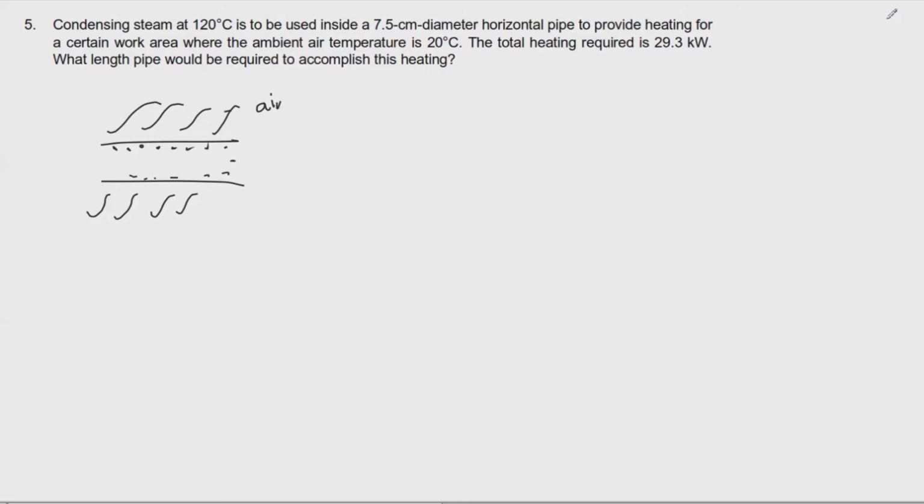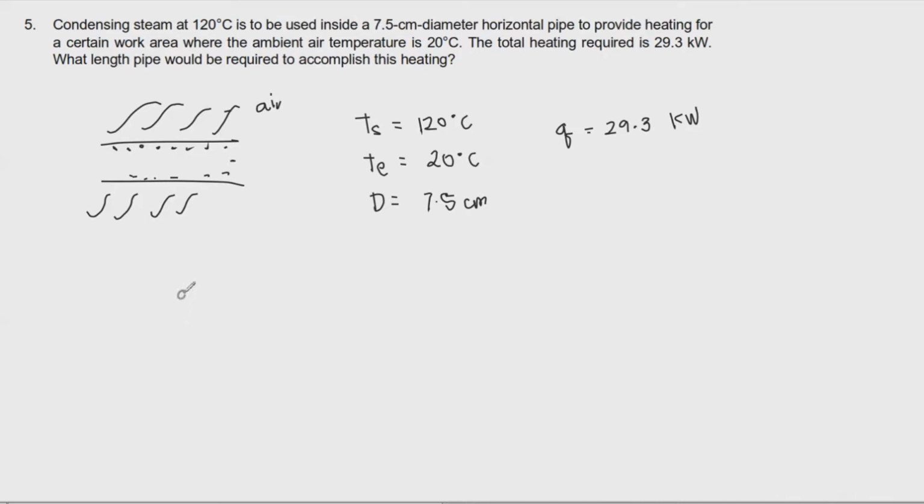And we have here the temperature of the surface, which is 120 degrees Celsius, and then the temperature of our surrounding, that is 20 degrees Celsius. We also have the diameter, which is 7.5 centimeters, and of course the total heating, so that's 29.3 kilowatts. And the question is the length of the pipe, so we need to find L.